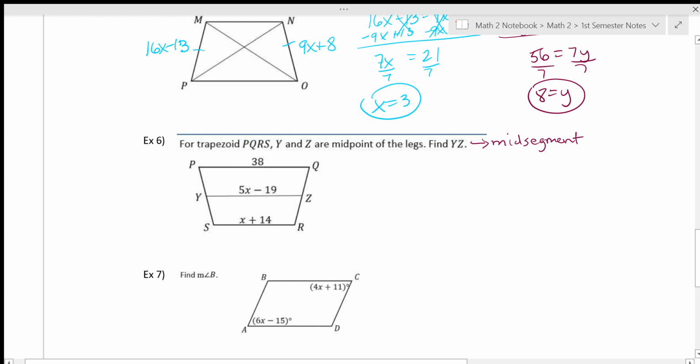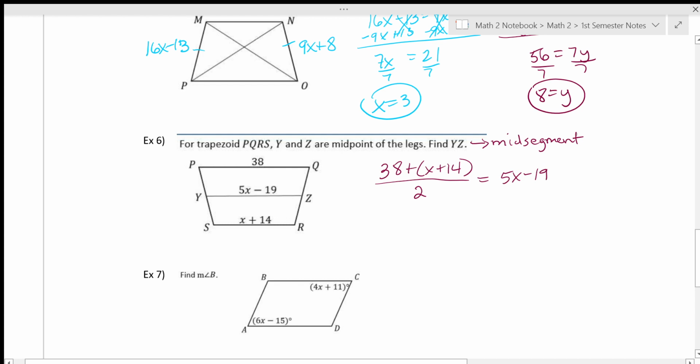which is that one base plus the other base, divided by 2. So 38 is one of my bases, PQ. X plus 14 is my other base. If I add the two bases together and divide by 2, then I get my midsegment.